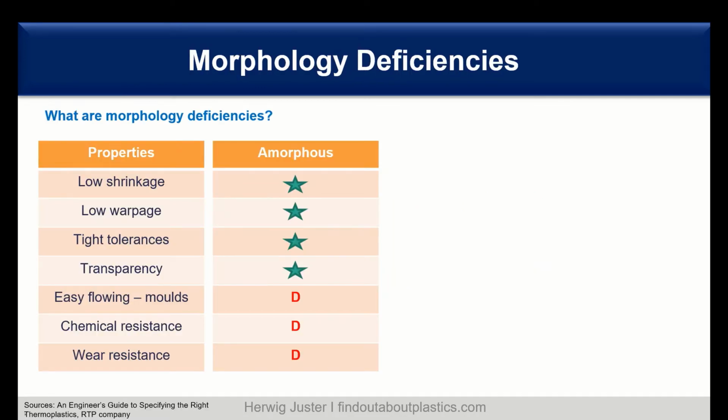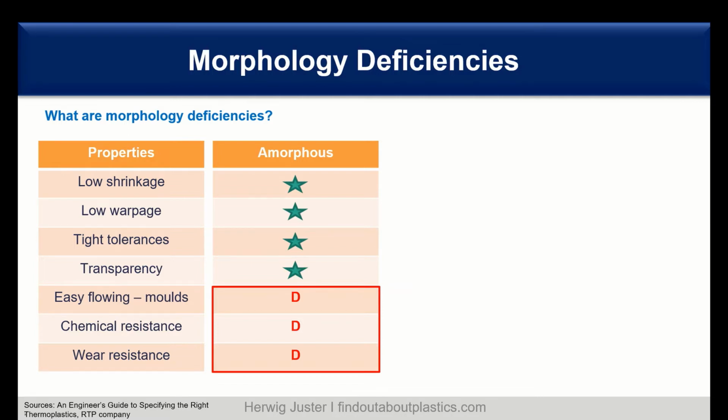Okay, when we have now a closer look at the amorphous resins in terms of properties, as we already mentioned, they have low shrinkage, low warpage. You can achieve tight tolerances in your final part, and you can also make transparent parts. However, when you look at filling your mold, they are not easy flowing. Chemical resistance is not as good as in semi-crystalline, and also the wear resistance is not the best.